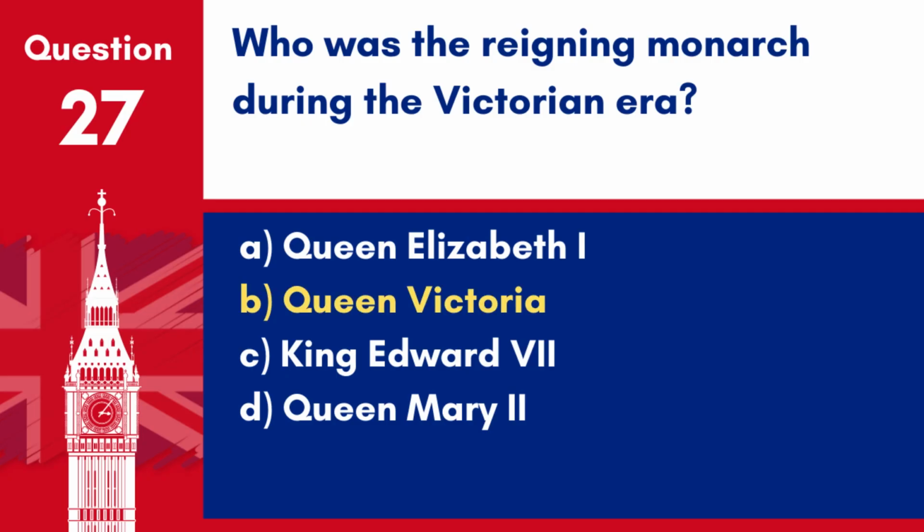Answer: B. Queen Victoria. Queen Victoria was the monarch during the Victorian era, a period of industrial, cultural, political, scientific and military change within the United Kingdom.